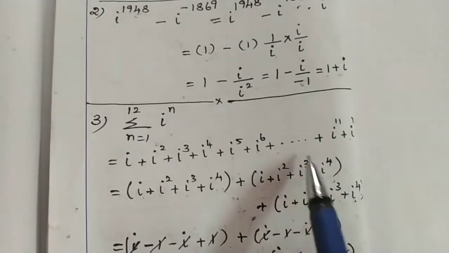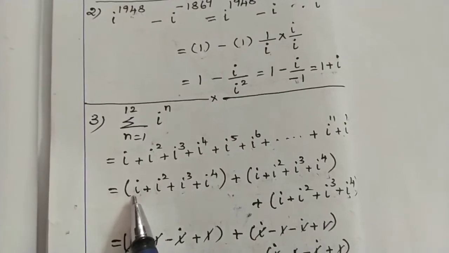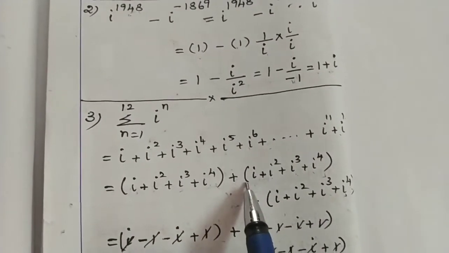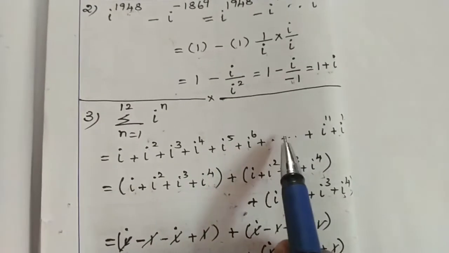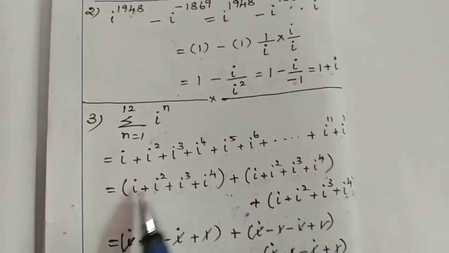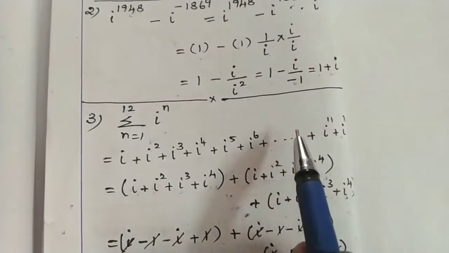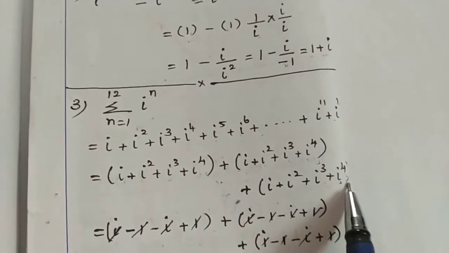Now, split into 2 terms: i power 4 into i power 4. That is, we want this bracket value also. These two are equal. Then i power 8 is i power 4 into another i power 4, so write this. Now next i power 9, 10, 11, 12 also write this value.